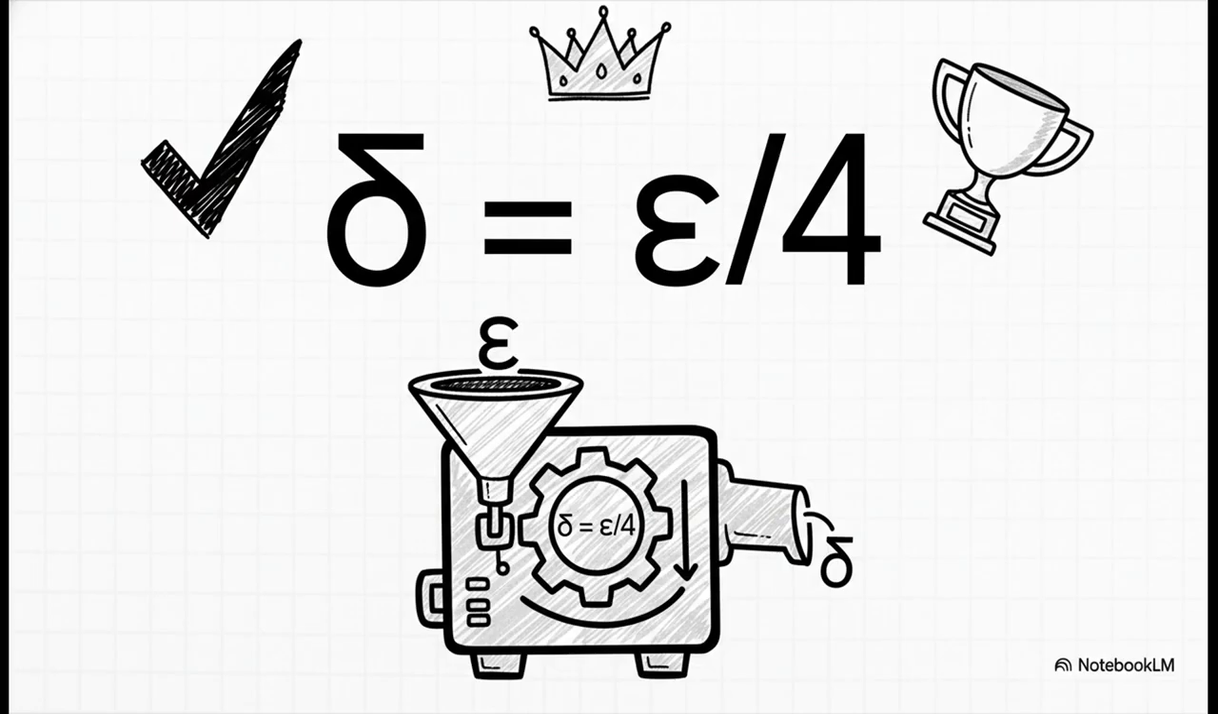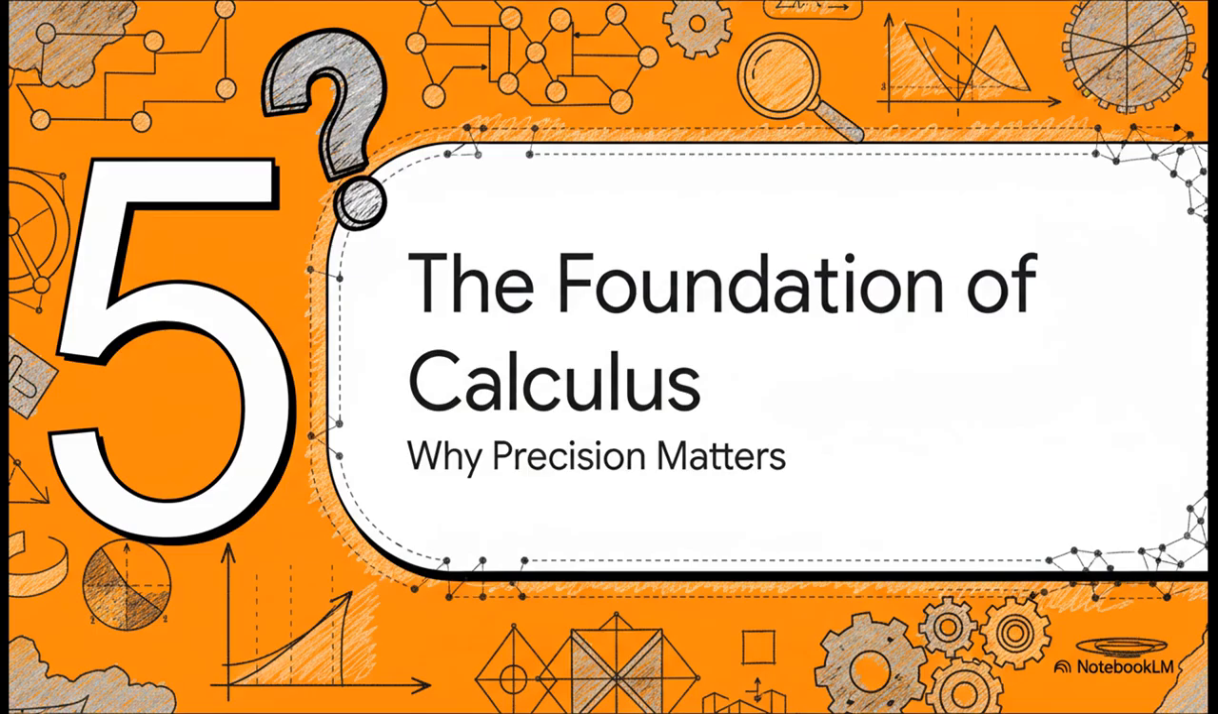That's it. So if our opponent challenges us with an epsilon of 0.01, we just respond with a delta of 0.0025. We have a formula that wins every single time. The proof is complete.